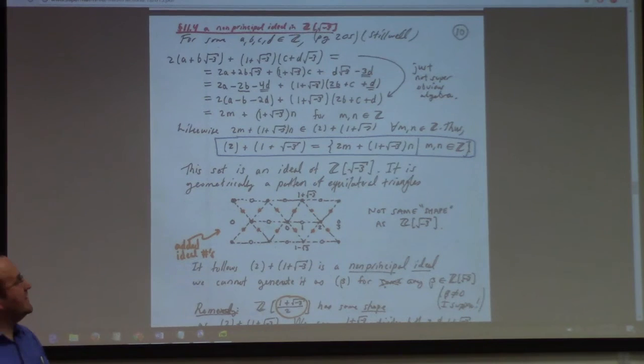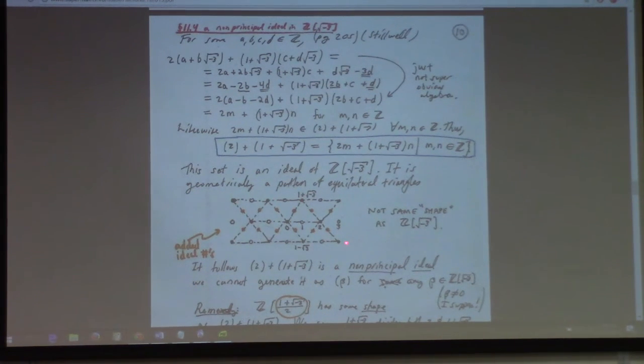So Z adjoining the square root of minus 3 is an important example because it's not a principal ideal domain. It's not a unique factorization domain, but it's also not a principal ideal domain. And for example, this ideal, this plus that, is not principal. If you look at a picture of this ideal in the complex plane, I think it's the black dots here.